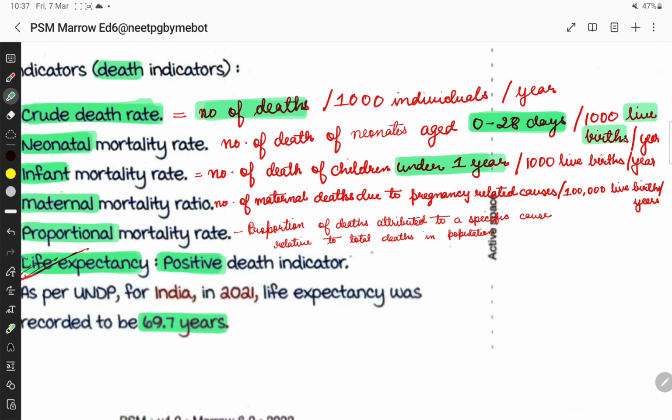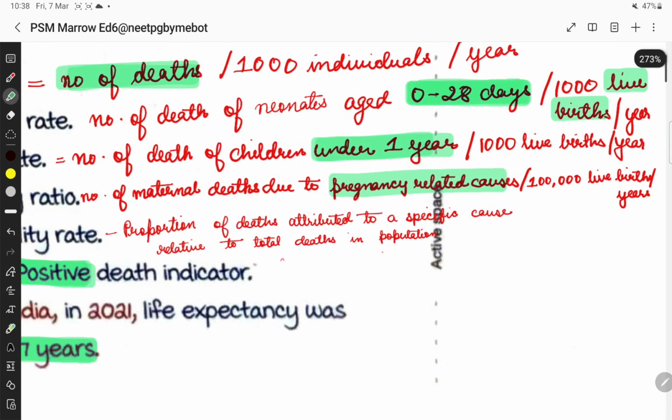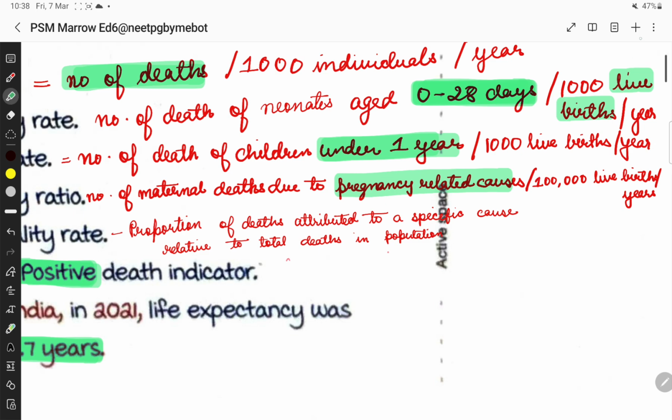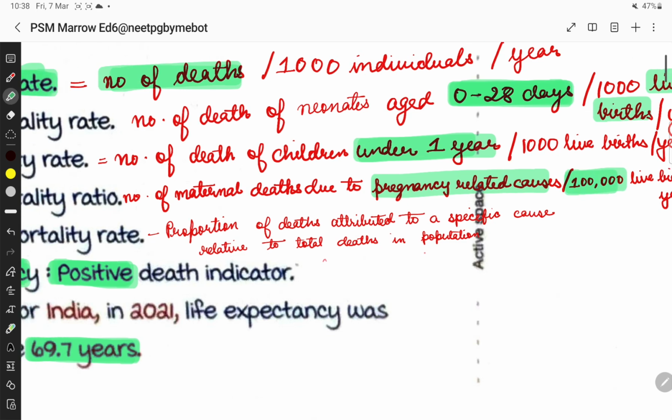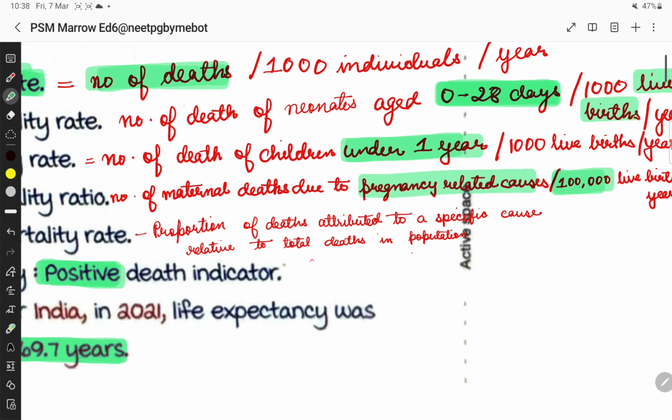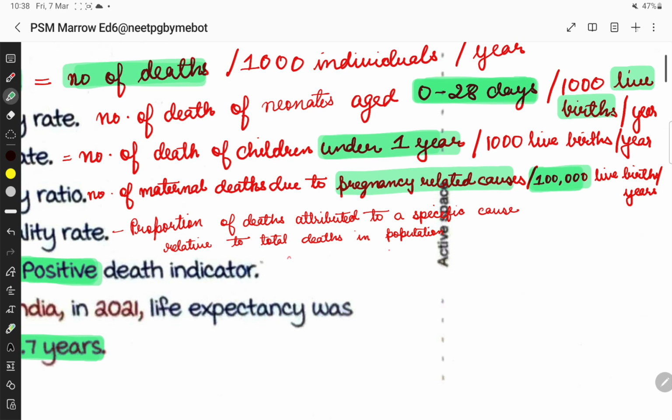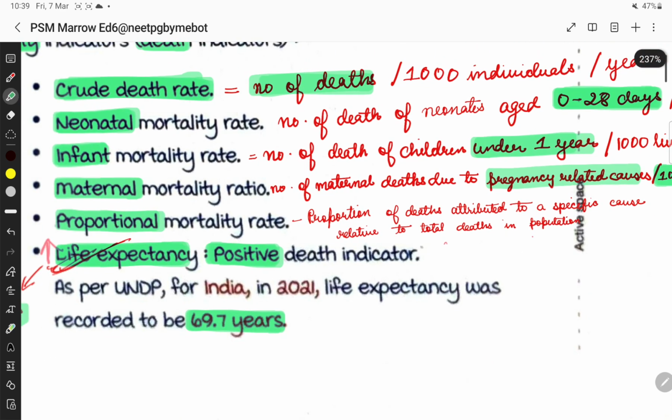Then maternal mortality rate: it is the number of maternal deaths due to pregnancy related causes per 1 lakh live births per year. Maternal mortality rate, it is the number of maternal deaths due to pregnancy related causes per 1 lakh live births per year.